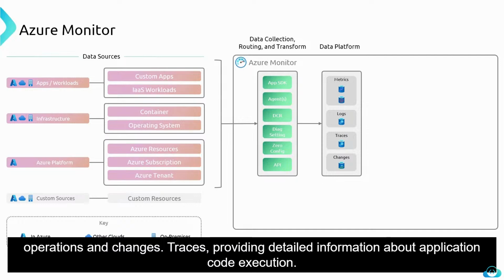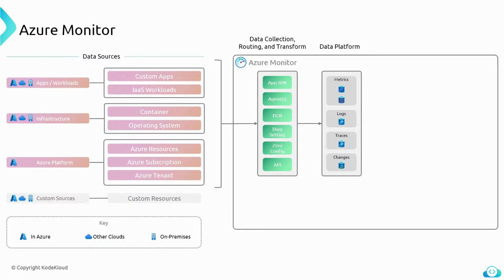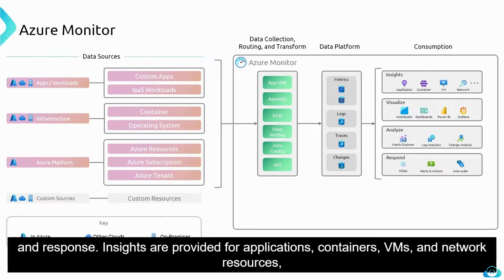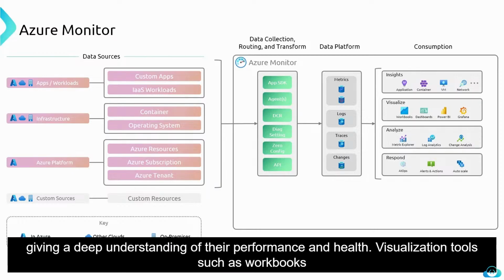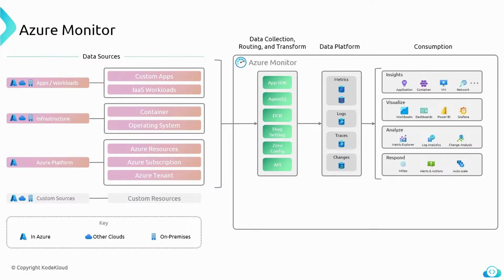At the heart of the architecture is Data Platform, which acts as a central repository for all telemetry data. It processes and stores metrics, which are numerical values that describe some aspect of a system at a particular point in time. Logs, which contain timestamp information about operations and changes. Traces, providing detailed information about application code execution. Changes, recording modifications in your Azure resources.